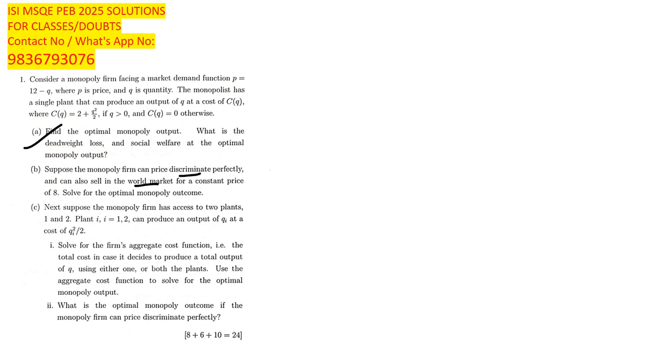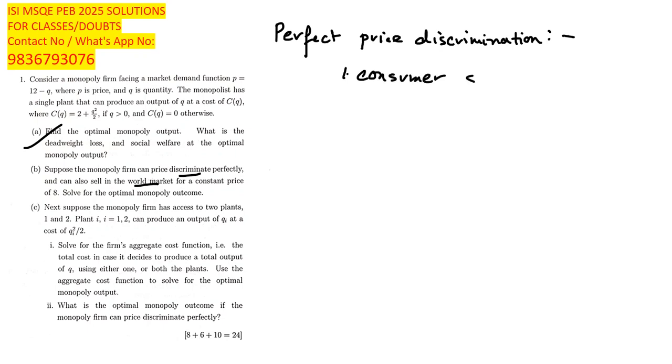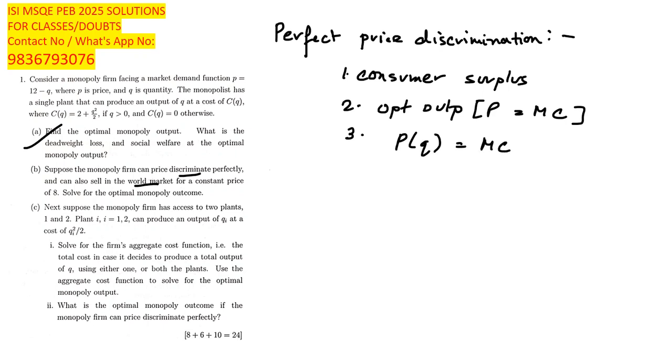So what happens with this perfect price discrimination? Here the monopolist captures all the consumer surplus. This is first. Second, the optimal output is where price is equal to marginal cost. That is the same as the socially optimal quantity. And third, the firm will produce up to the point where P(Q) is MC(Q).